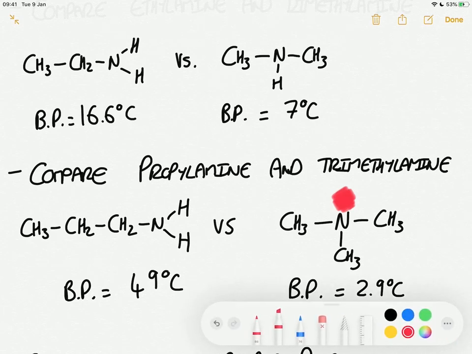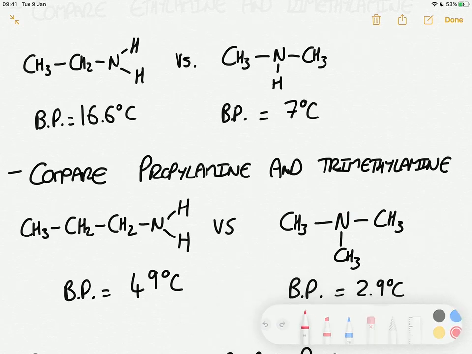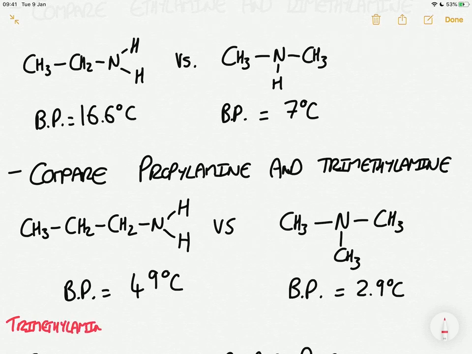That lowers its boiling point because now it's just relying on some kind of permanent dipole-dipole force or the van der Waals force. So, the only thing I'm going to write down here is that trimethylamine cannot form hydrogen bonds, and that's because there is no NH bond in the molecule.